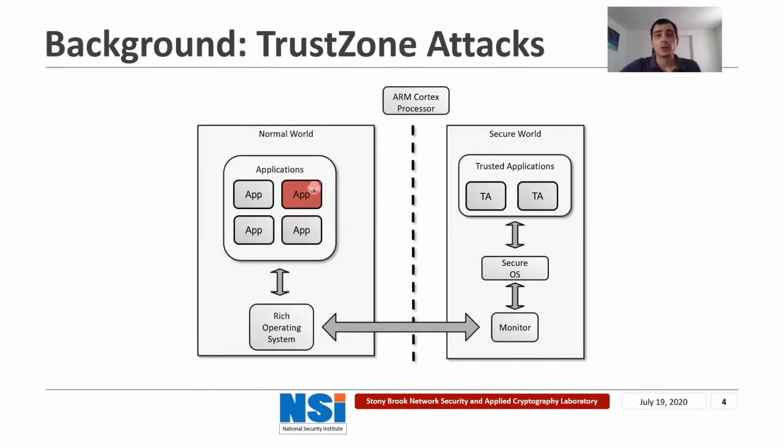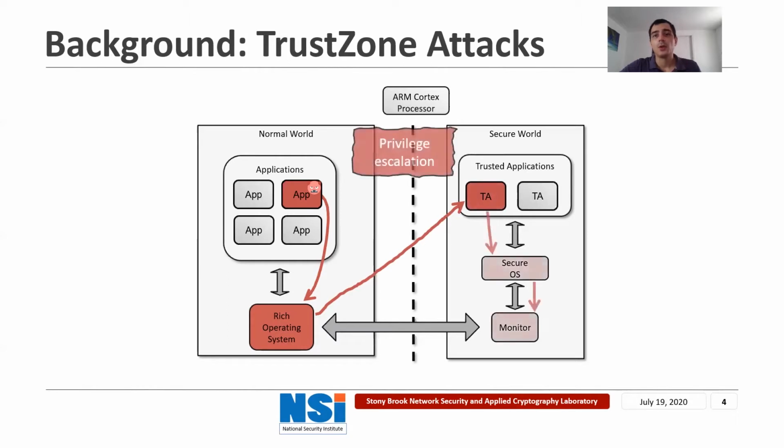Moving applications inside the secure world, however, does not completely protect them against attacks from the normal world. Privilege escalation vulnerabilities exist in both the normal world and secure world. For example, if the rich OS is vulnerable, a compromised normal world app can escalate its privileges into the OS kernel. Once inside the kernel, the attacker can target vulnerabilities inside TAs. TAs, in turn, can be used to target secure world vulnerabilities. Once the secure OS or monitor is compromised, attackers have complete control over the device.